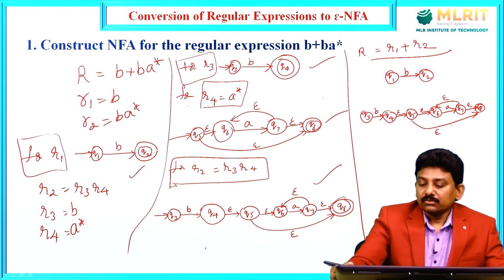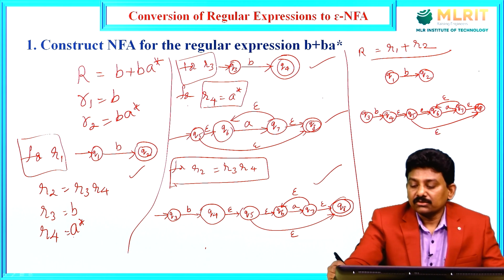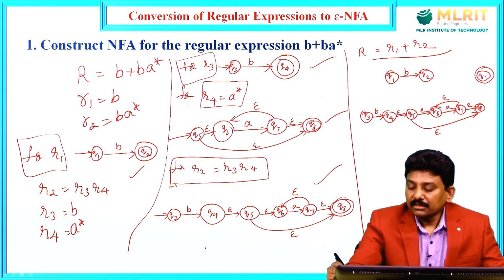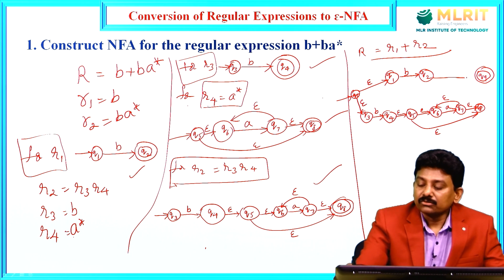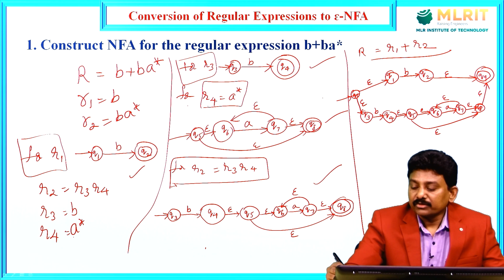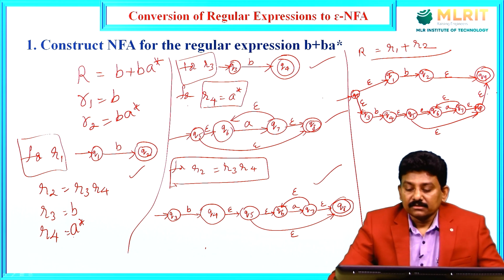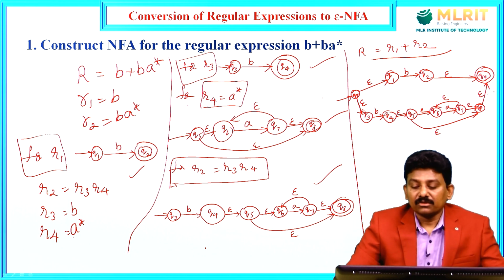So, we have to add these two in the union case. Create a new final state Q9 and a new initial state Q0. Q0 to Q1 epsilon transition, Q0 to Q3 epsilon transition, Q2 to Q9 epsilon transition, Q8 to Q9 epsilon transition. This is the NFA with epsilon transitions for the regular expression B plus BA star.